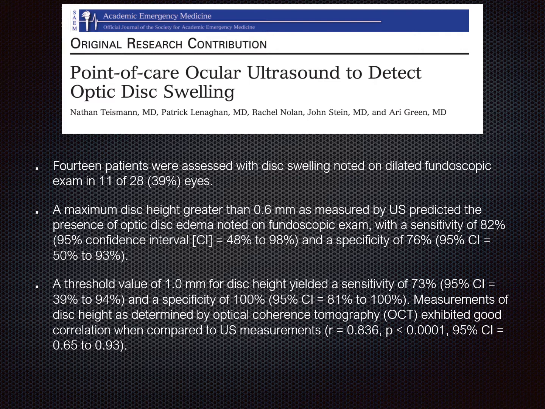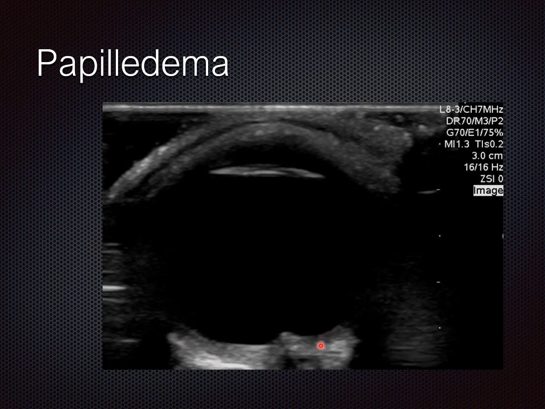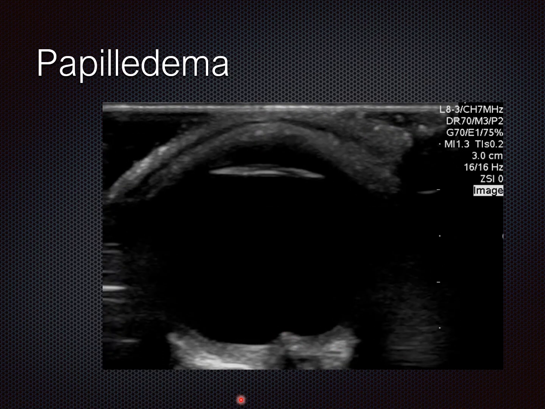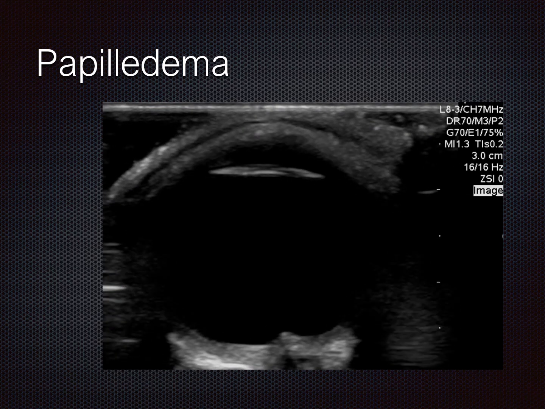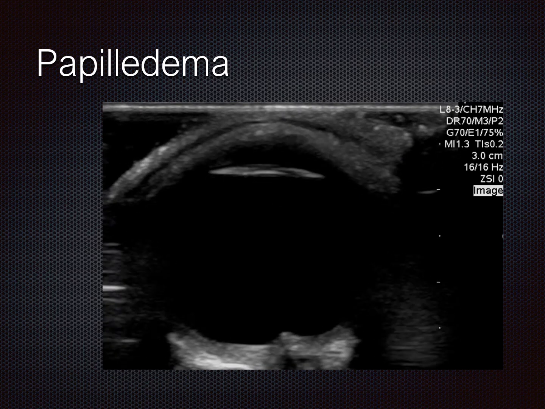It also makes sense, as this study showed, that you would be able to measure papilledema on ultrasound. They looked at people whose optic discs bulged by 0.6 millimeters and found that that correlated well with fundoscopic exams for papilledema. And so this is what that would look like. Again, in the posterior chamber, you have the retina, you have the optic nerve here, and you have this tiny little mountain at the site of the optic nerve, and that's papilledema. And you can see how that's much easier to visualize than on fundoscopic exam.